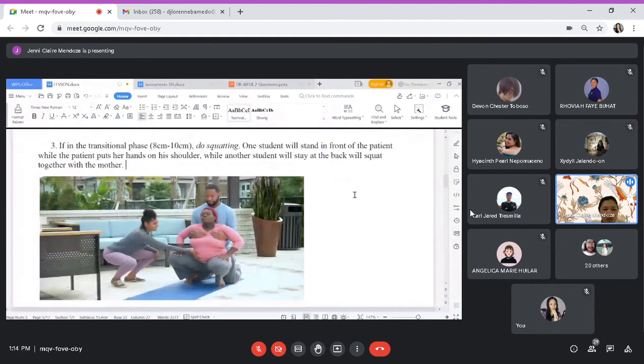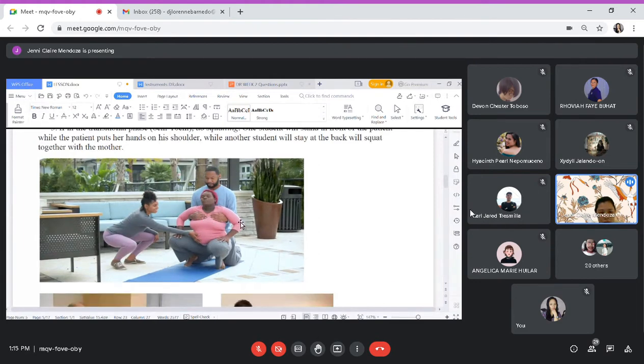Okay, so if in transitional phase, that will be from 8 cm to 10 cm, we allow the patient to do squatting. Okay, so one student will stand in front of the patient while the other student puts her hand on the patient's shoulder at the back, and then you have to squat together with the mother, just like this. So one student will be assisting at the back to support the mother, and this woman should be here in front, okay, that is where this pregnant woman will hold. Okay, but when your patient is big, don't try it.